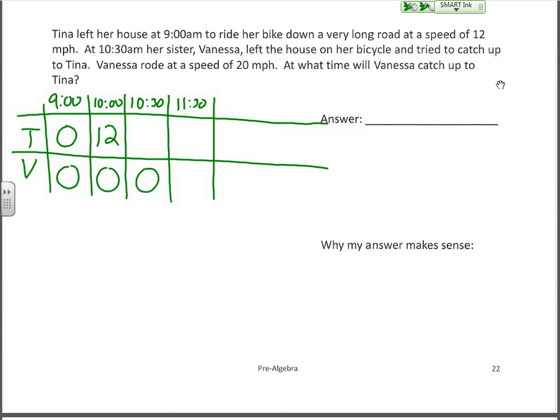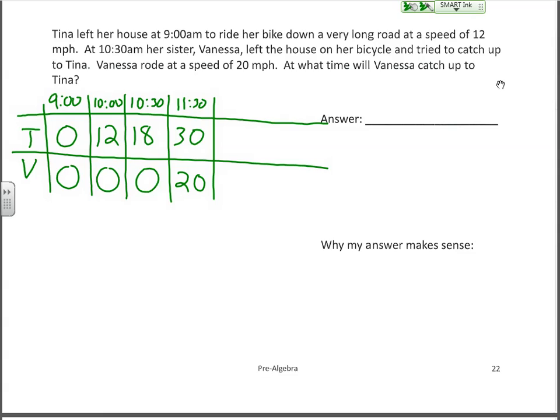Whoops. It's easy for me to erase that. Hopefully you can erase that too. She went 6 miles for a total of 18 miles. Okay? So if she goes on another 12 miles now from 10:30 to 11:30, that brings her total up to 30. Vanessa, who has now been riding for an hour at 20 miles per hour, has gone 20 miles.